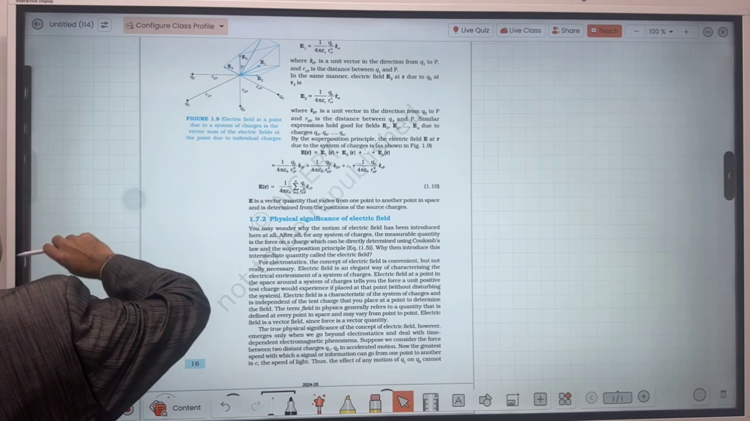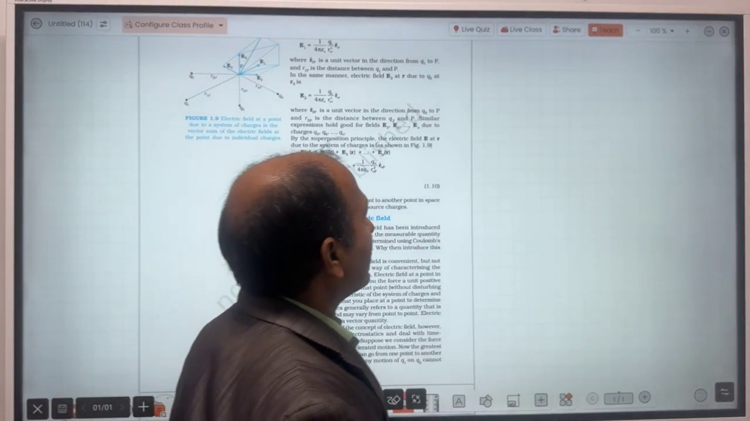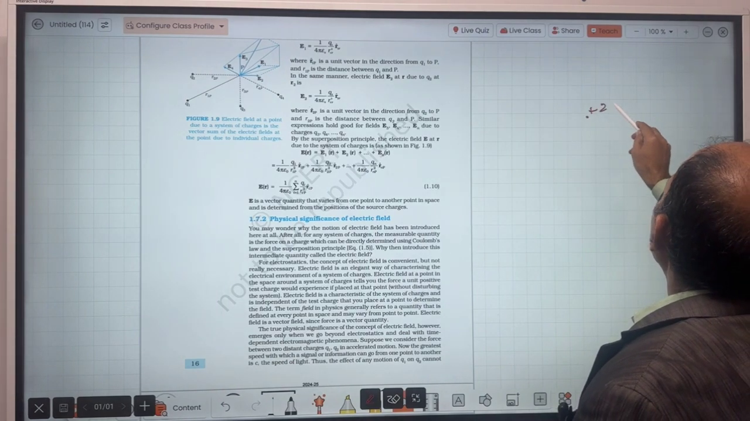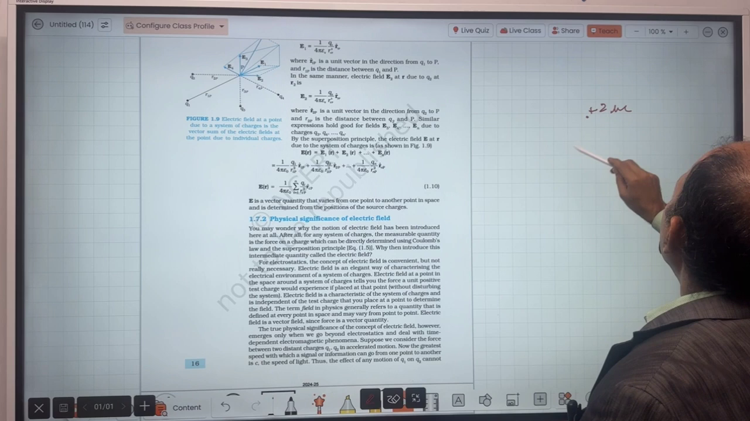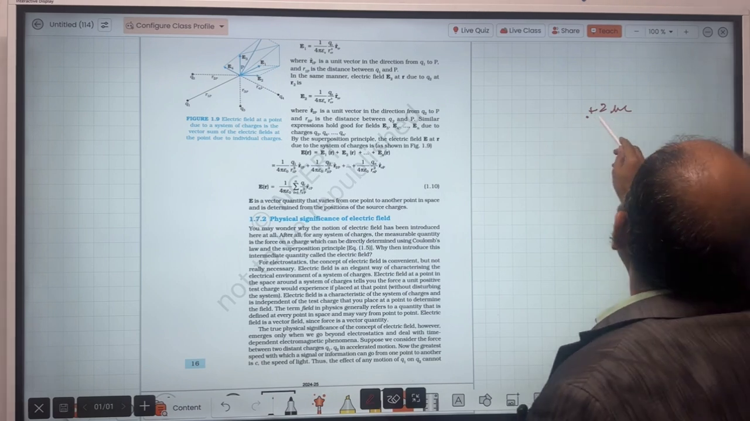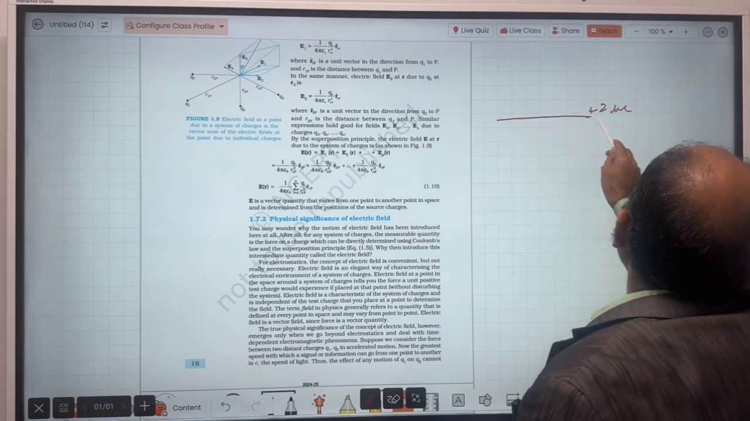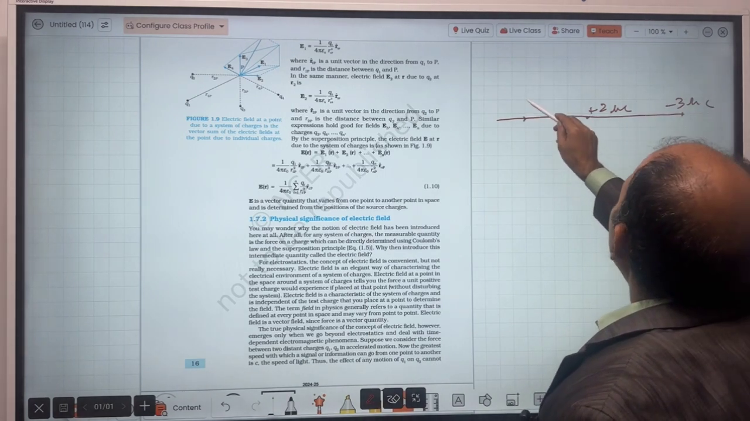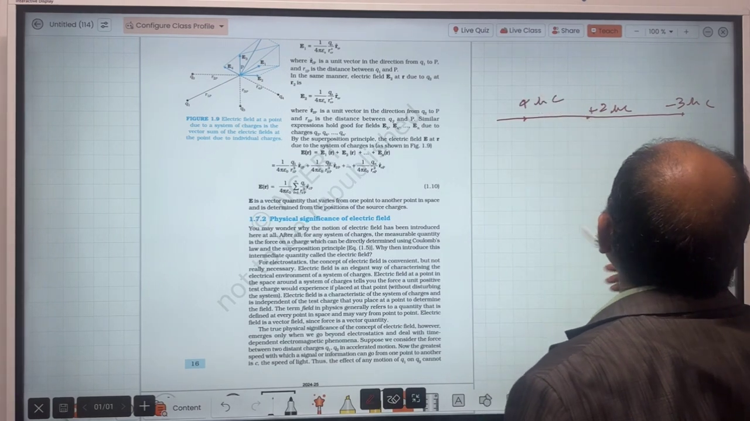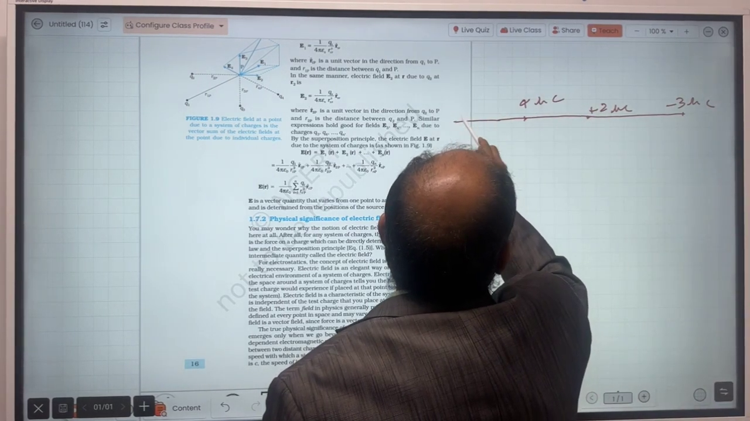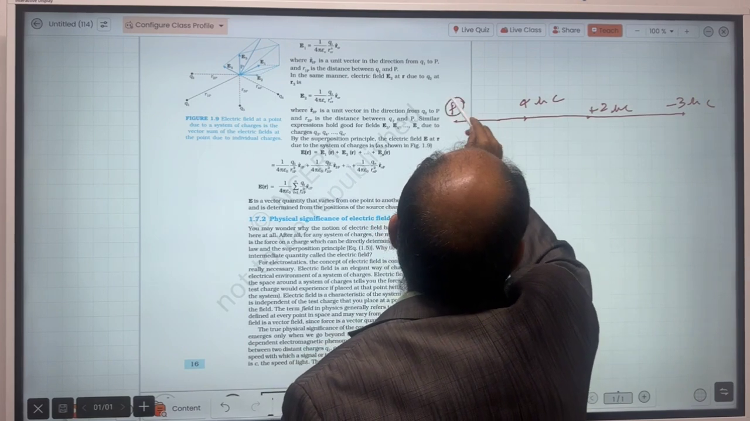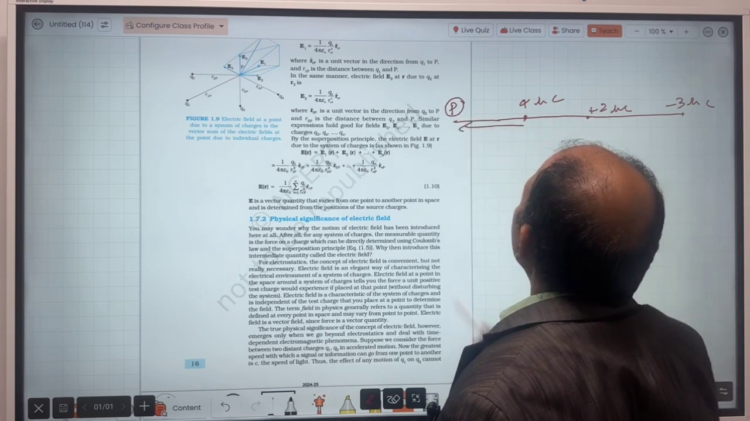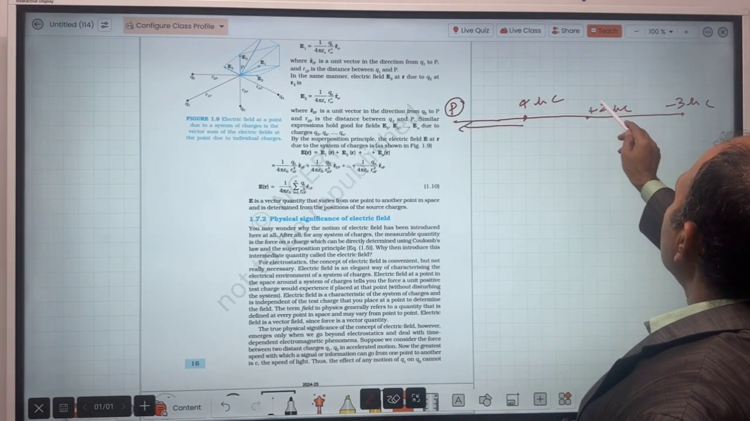Then one thing that is important, you have to take into consideration the nature of the charges. Suppose one charge is here, say 2 microcoulomb, and suppose there are 3 charges along the same line, and one charge is here, say minus 3 microcoulomb, and this is 4 microcoulomb, and there is a certain separation. And at this point, suppose you want to find the electric field at point P. So this is positive, and at this point its direction will be like this. This is also a positive charge.